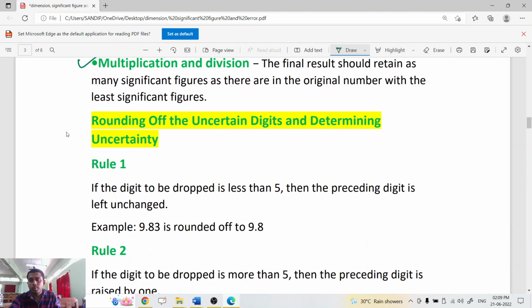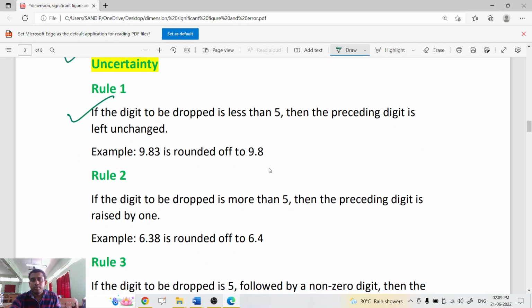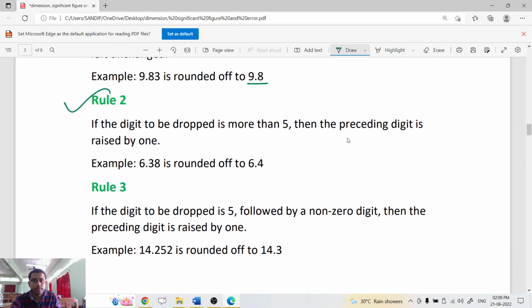Next we move to the third point, that is rounding off the uncertain digits and determining uncertainty. These rules are known, I think, to all of you. Rule number 1: if the digit to be dropped is less than 5, then the preceding digit is left unchanged. Like 9.83 is rounded off as 9.8 because 3 is less than 5. Rule number 2: if the digit to be dropped is more than 5, then the preceding digit is raised by 1. Like 6.38, 8 is greater than 5, that's why we round off as 6.4. We just add 1 to 3.